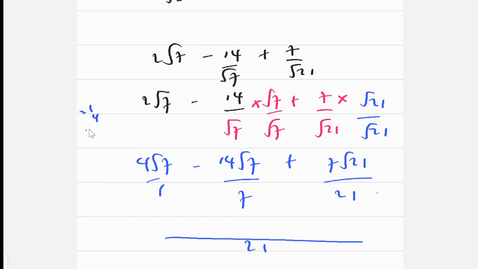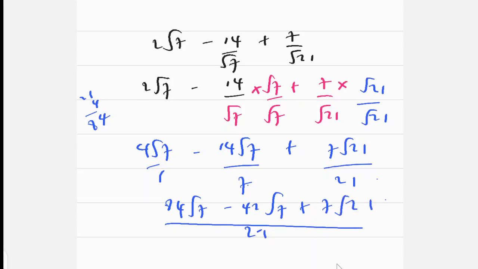What is 21 times 4? This is 4. This is 84. Then you have 84 root 7. Then minus 7 in this, that is 3. So 3 times 14, that will give you 42, I think. Root 7. Then plus 21 in 21, that is 1 times this, that's 7 root 21.